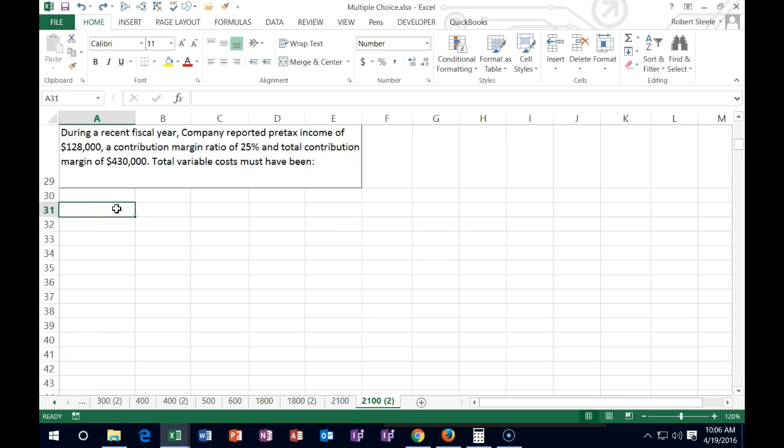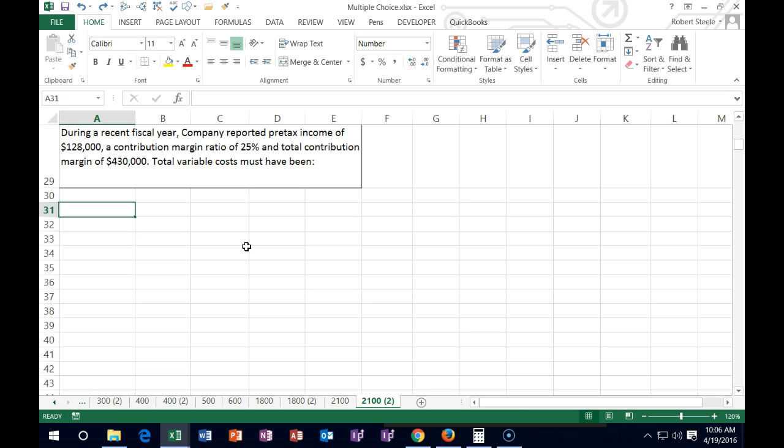During a recent fiscal year, the company reported pre-tax income of $128,000, a contribution margin ratio of 25%, and total contribution margin of $430,000. Total variable cost must have been what? So we're looking for variable costs. So we're going to write out our calculation here. This is kind of like an income statement, but it's on a cost volume basis rather than the way a normal income statement would be.